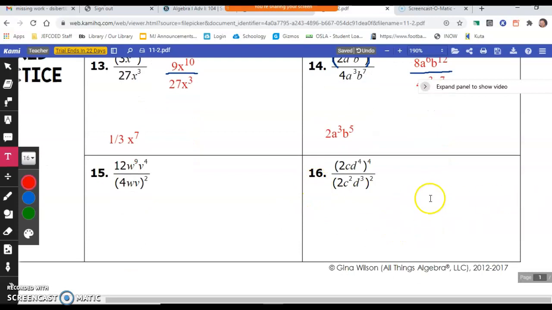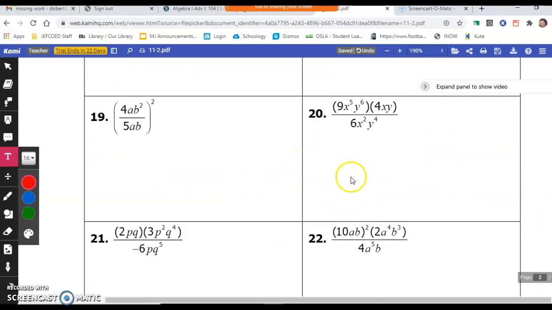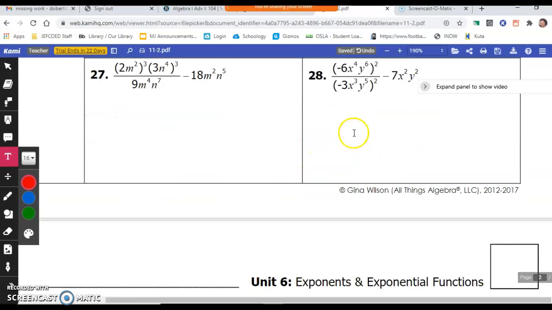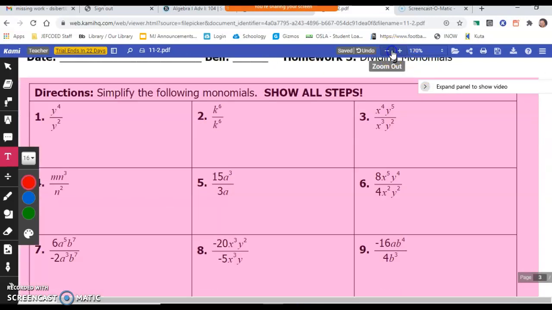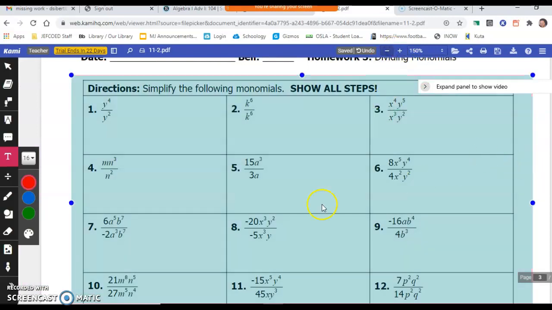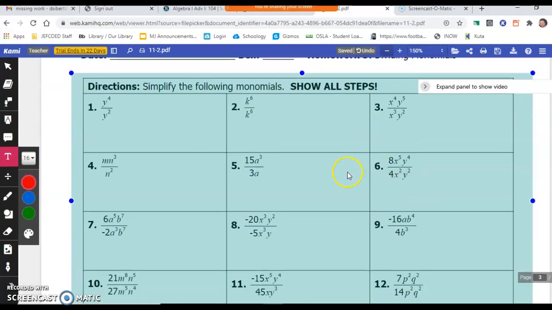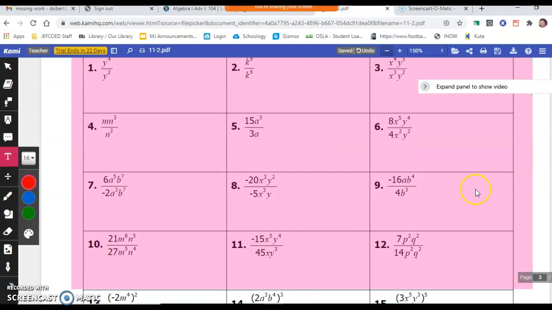All right, right now we are not going to finish anything on this. You're going to come down to your homework, and everything that I have highlighted, you don't have to highlight it, but everything that I have highlighted, which is 1 through 12, that's what you guys are going to work on.